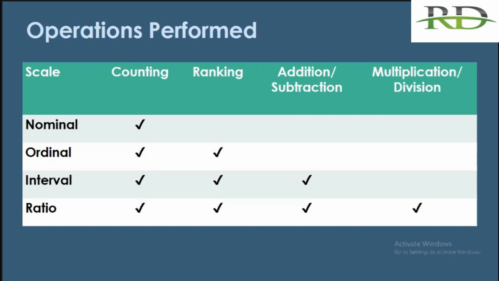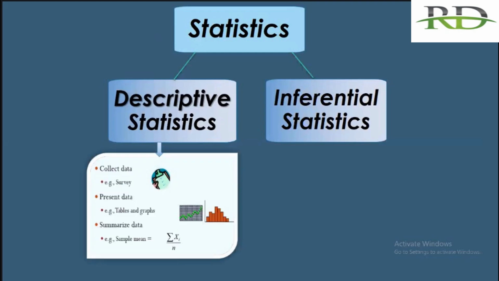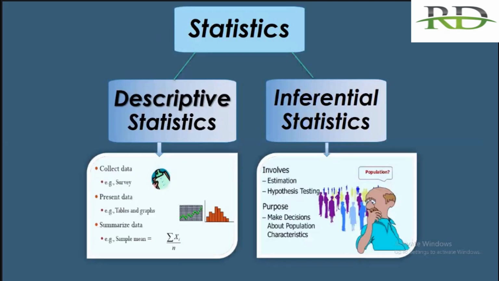Okay, so this is what I've already discussed, that these are different types of operations which could be performed. And as I said, ratio scale happens to be the best because all types of mathematical operations, along with counting and ranking, could be done on a ratio scale. Now coming to the topic that we are supposed to discuss today in brief, that is descriptive statistics.